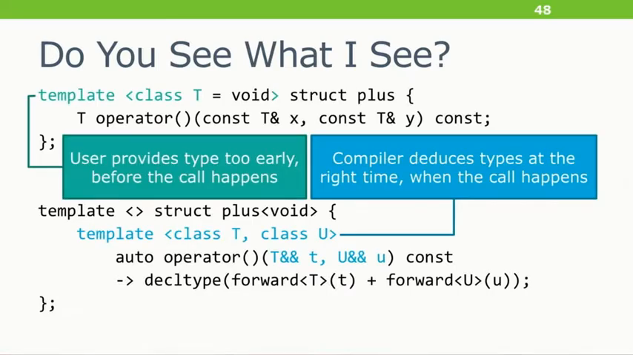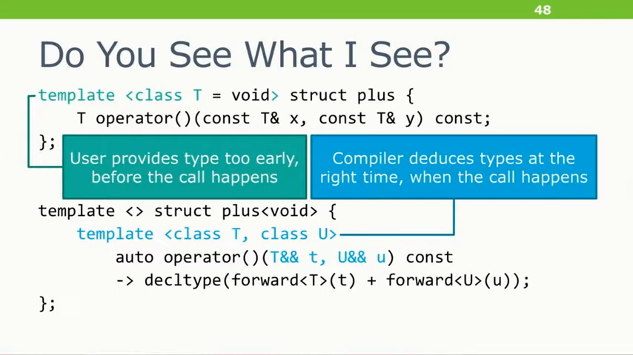What I see is that in the first C++98 form, where the template parameter belongs to the class, the user is providing the type to the standard library too early. That's when they're forming the type of the functor, and that's before the call has happened, before the compiler knows the types of the arguments and the value categories of the arguments that are going to be passed in. Instead, when the class is just a plain old struct or an explicit specialization, and we take by perfect forwarding and then return by perfect returning, the compiler will deduce the types at the right time, using full knowledge of what's being passed in, whether it's L values or R values.